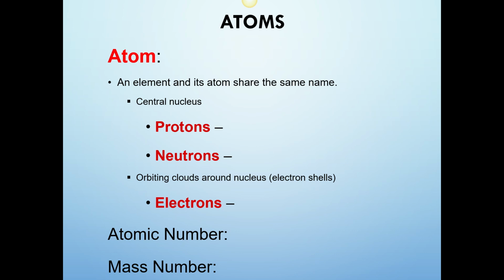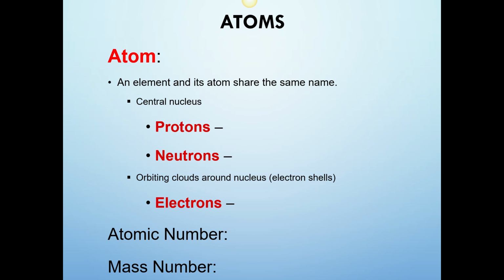Surrounding that nucleus, you have orbitals, and those orbitals are going to contain electrons. Electrons have a negative charge. Typically, if you have an uncharged atom, the number of positively charged protons has to equal the number of negatively charged electrons. If this doesn't make sense right now, we're going to start drawing these out in just a minute. For now, you can just copy down the definitions, and then I'll give you some examples of what I'm talking about.